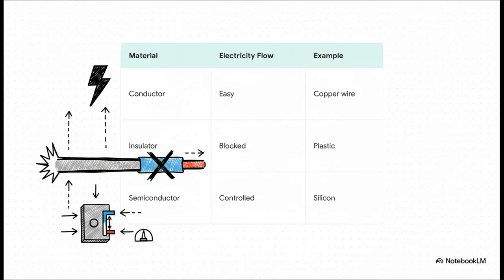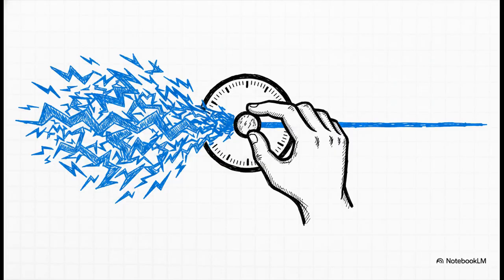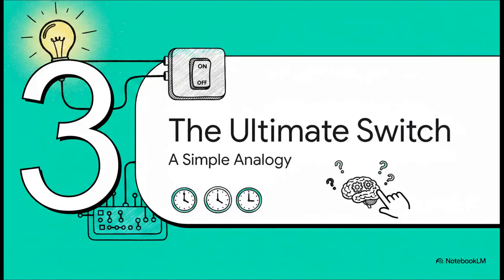To really get it, let's compare it to things you already know. A conductor, like a copper wire, lets electricity flow super easily. An insulator, like the plastic around that wire, blocks it. Simple enough? But a semiconductor, which is usually made of silicon, is completely unique. Its flow isn't just on or off. It can be precisely controlled. And that right there is the most important word to remember: control. The ability to manage the flow of electricity with total precision is what makes this material the foundation of, well, everything electronic.